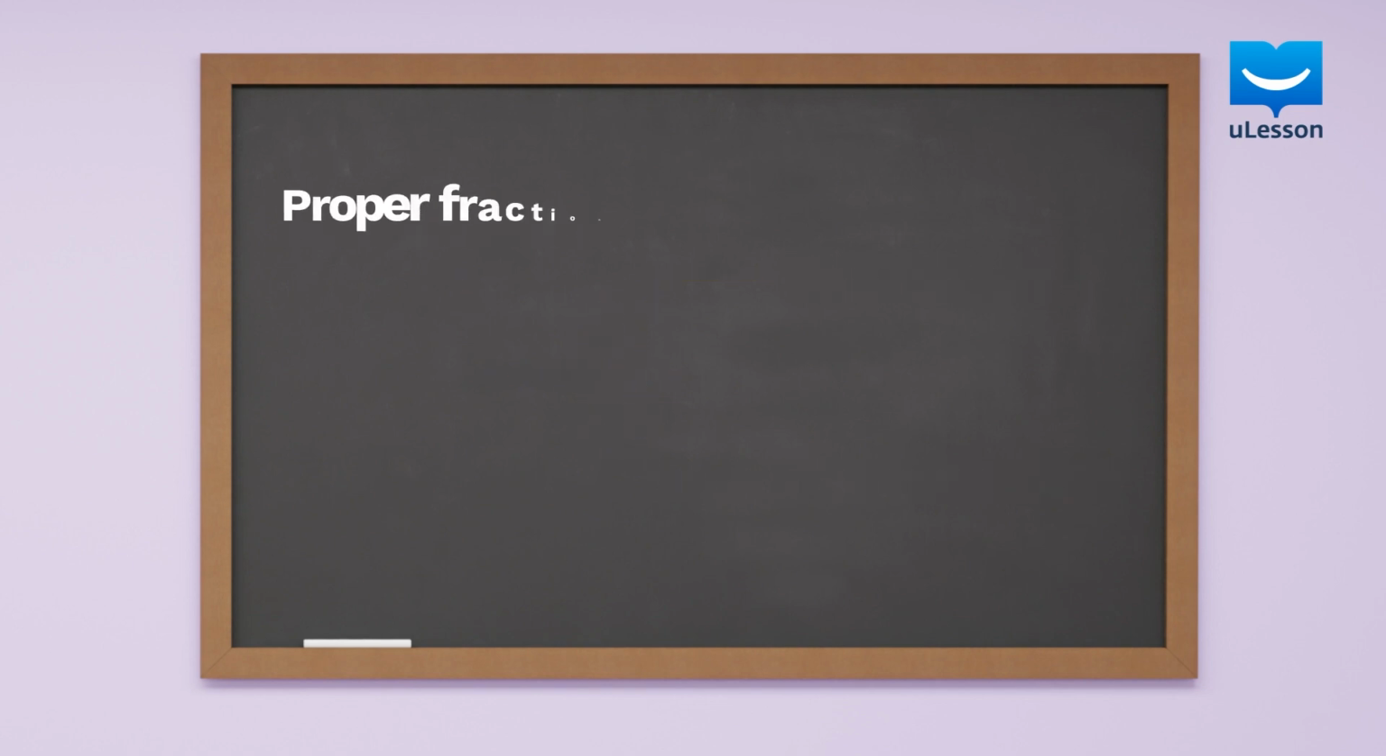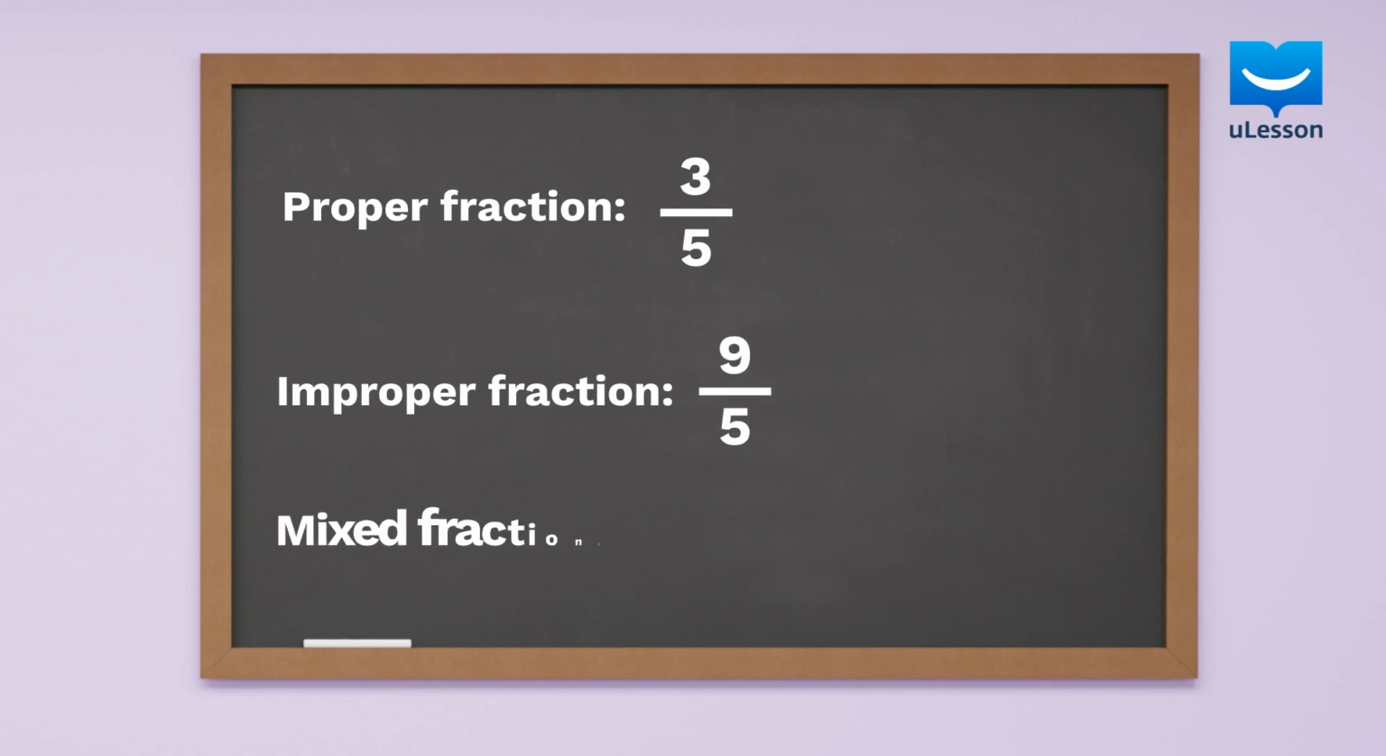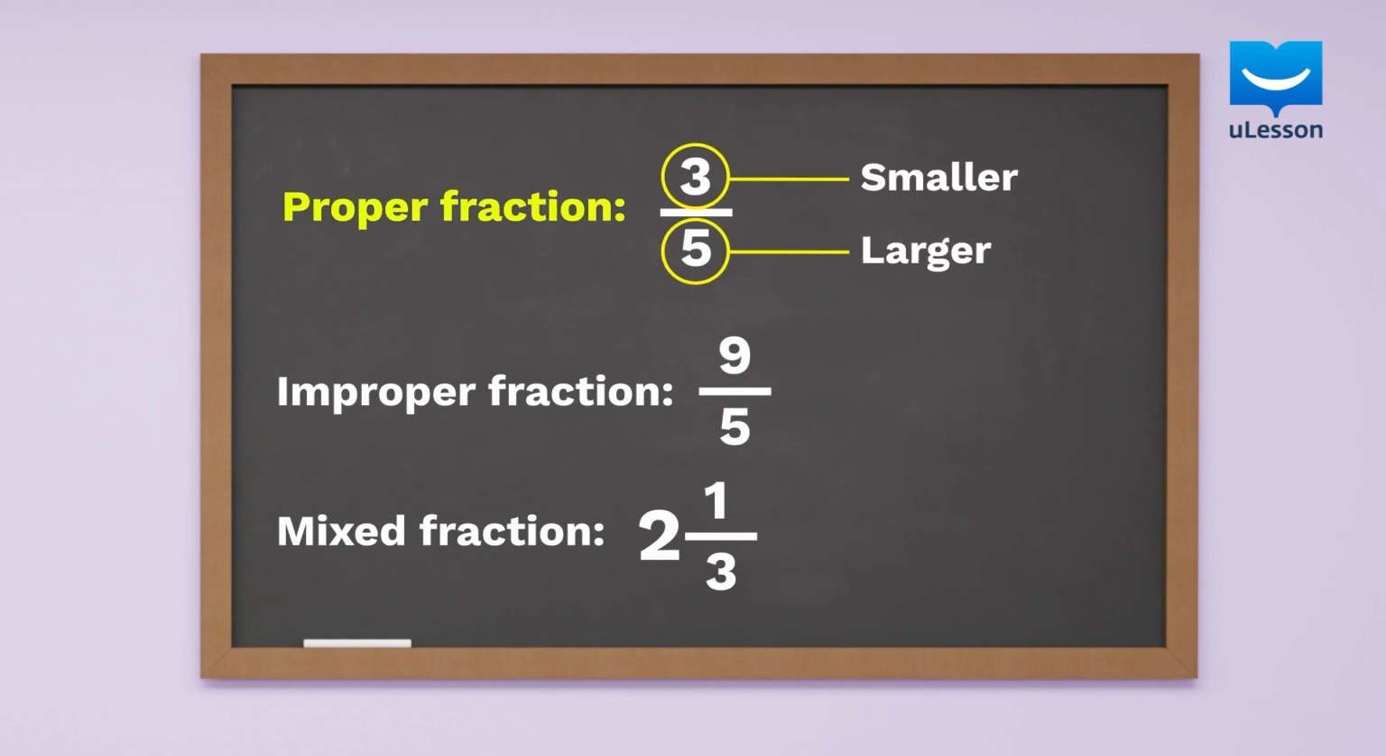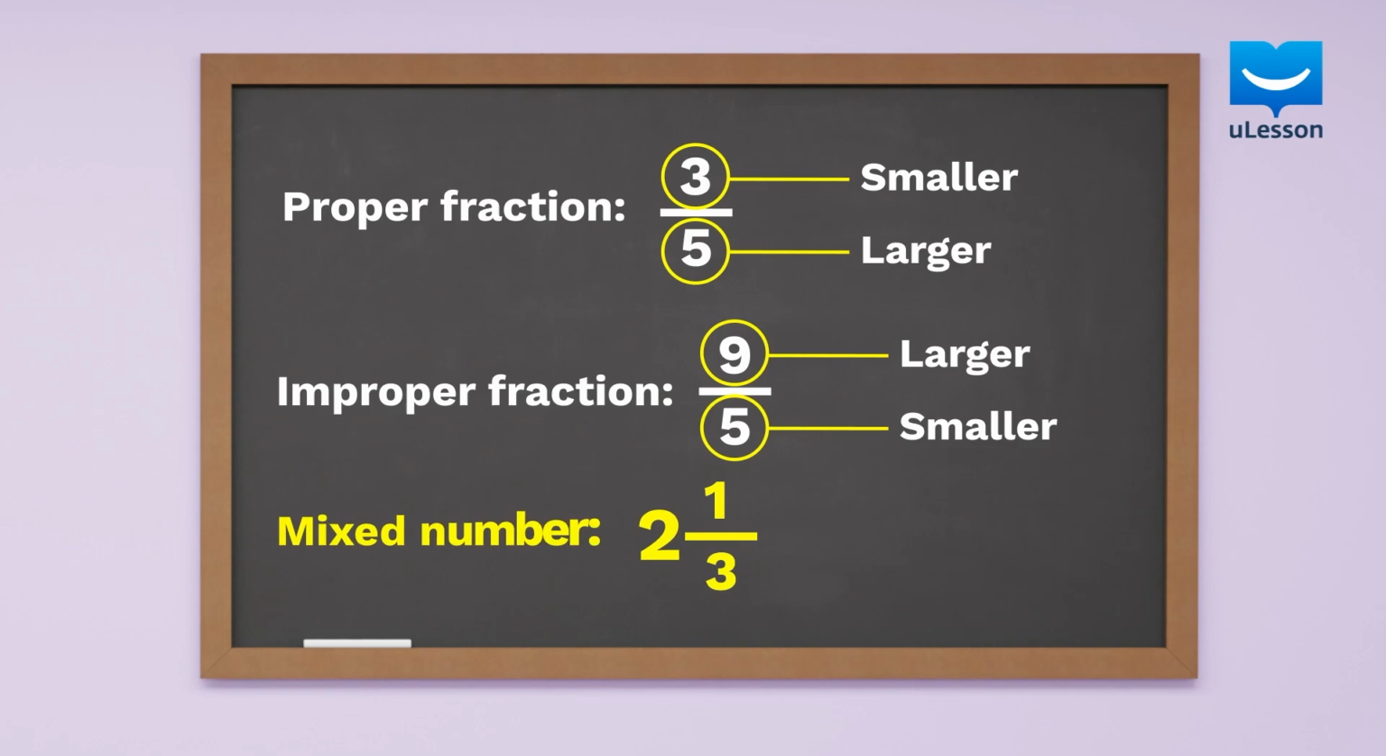A fraction can be a proper fraction, an improper fraction, or a mixed fraction. In a proper fraction, the numerator is smaller than the denominator. In an improper fraction, the denominator is smaller than the numerator. A mixed fraction consists of a whole number and a proper fraction. It is also known as a mixed number.